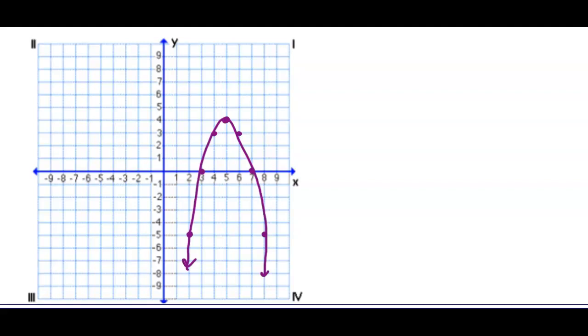What's one of my solutions? Either one of these. What number did I go through? Not this. Right here's a solution, right here's a solution. What numbers are those? Did you graph it on yours?